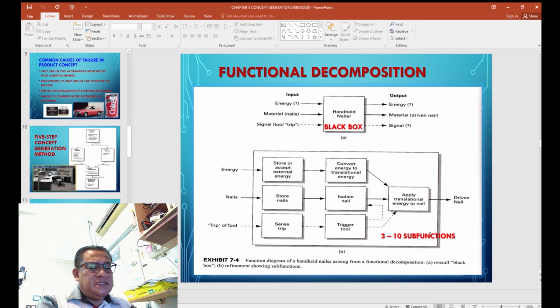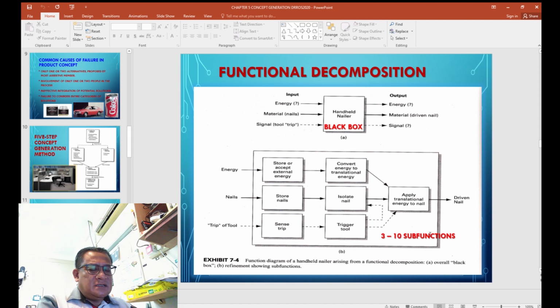So the nails must be delivered serially, one by one. The nails will come into contact, transferring the kinetic energy and resulting in the nail being driven in. And you need to have some sense of control on your device. This is what they call trip of tool.